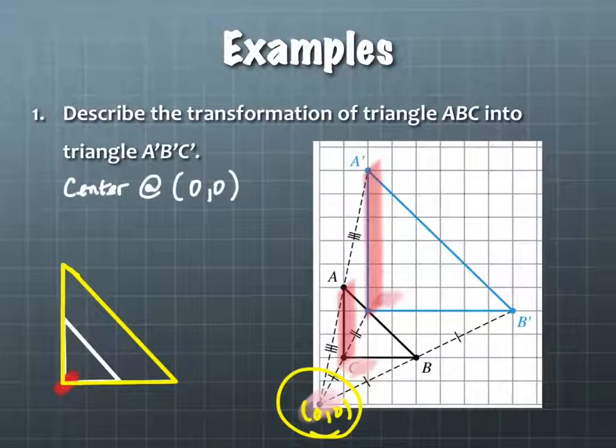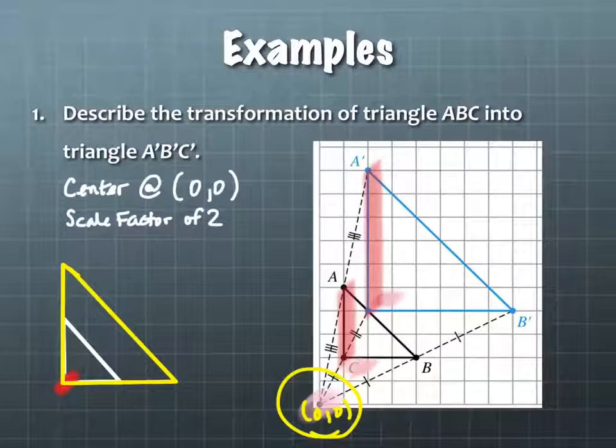So it is a scale, center at 0, 0 or at the origin, or however we, the bottom left-hand corner, however you want to describe it. It's that dot. And it has a scale factor of 2. All the side lengths doubled.